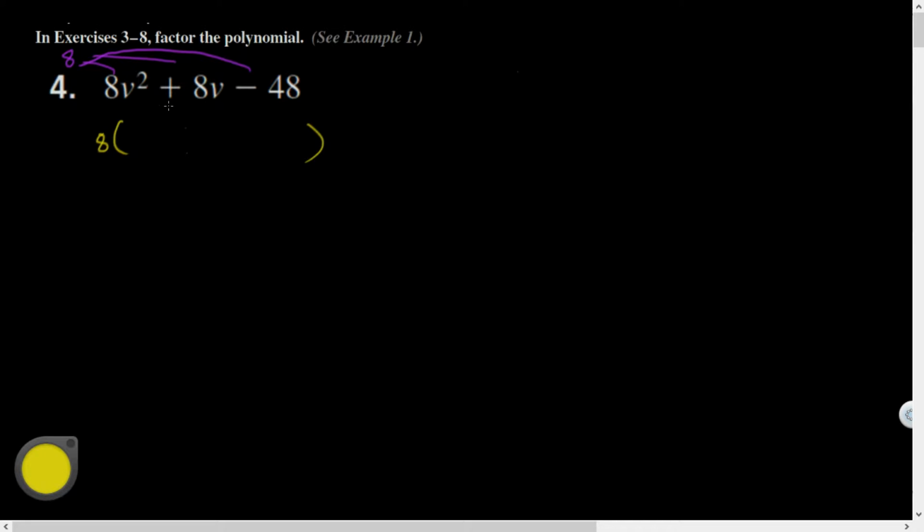And since this is a trinomial, a 3-termed expression, inside the parentheses there should be a 3-termed expression. So 8 times what is 8v squared? Well, that's going to be v squared. 8 times what is 8v? That's just going to be v. And 8 times what is 48? That's one of the ones that trips me up, but I believe it's 7? Because 8 times 6, no. 6 times 7 is 42. 6 times 8, no, it's 6. It is 6, isn't it?